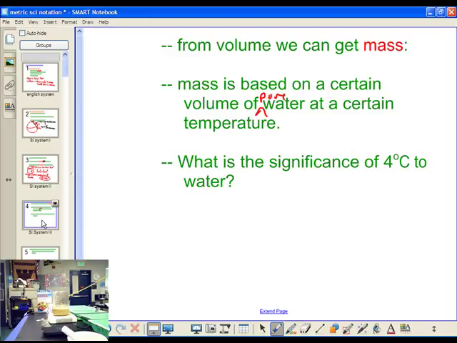Not only is it pure, we have to have 4 degrees C water. Anyone know what property of water is a maximum at 4 degrees Celsius? Anyone? What property? There's 2 of you that should know this. Water is still a liquid at 4 degrees Celsius. So what property? Anyone?